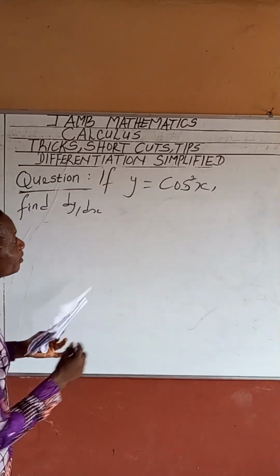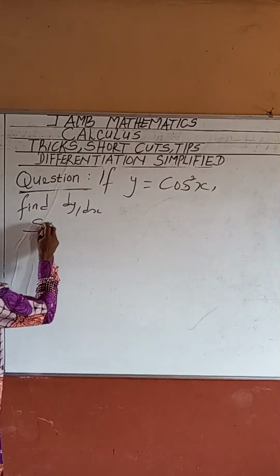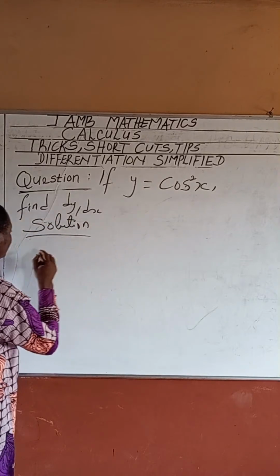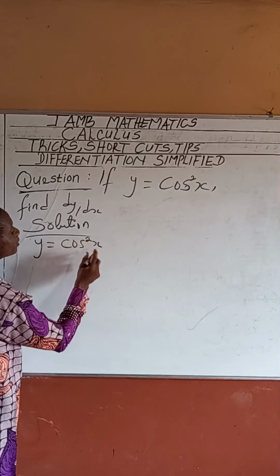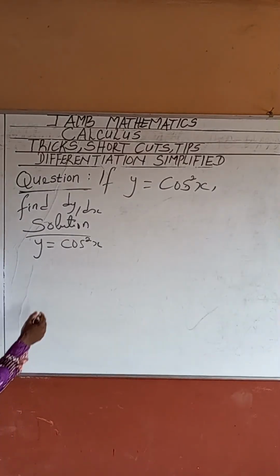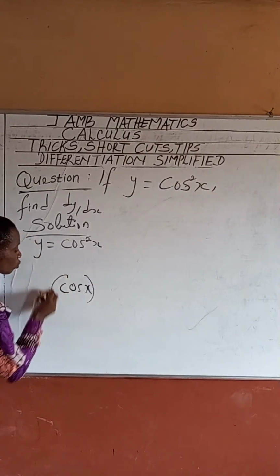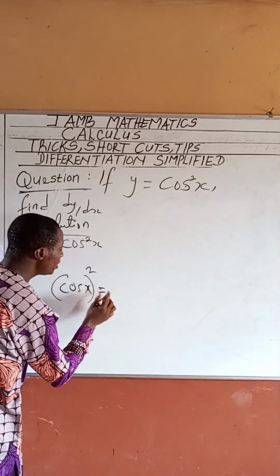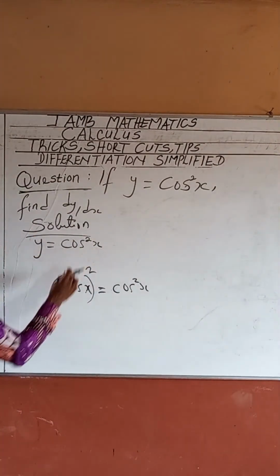It means that cos x has been squared. Let me show you how it is. You will be amazed, so that you understand what it means. This means y equals cos square x. What this means is that cos x has been squared. If I have cos x like this, it means I have squared cos x. So when I square cos x, I will arrive at cos square x. That's the meaning of this statement.